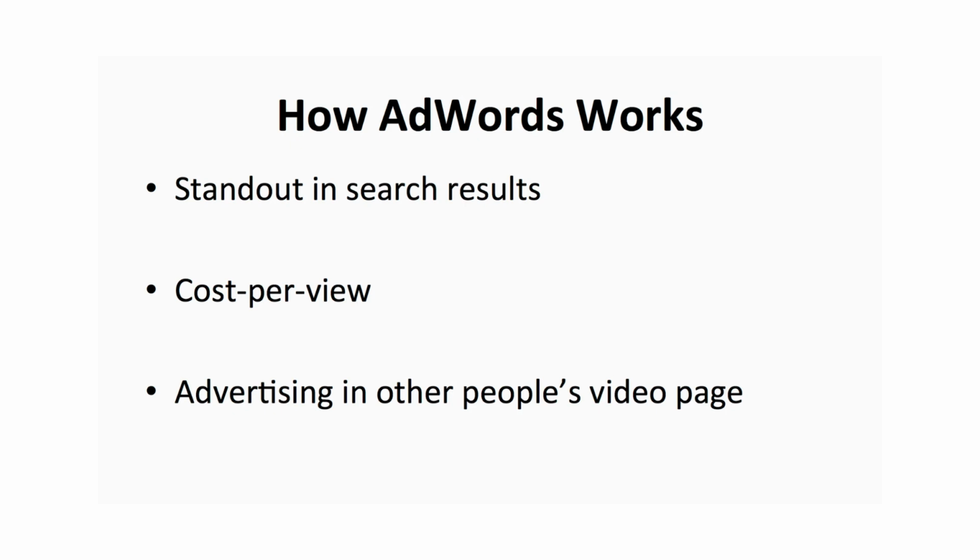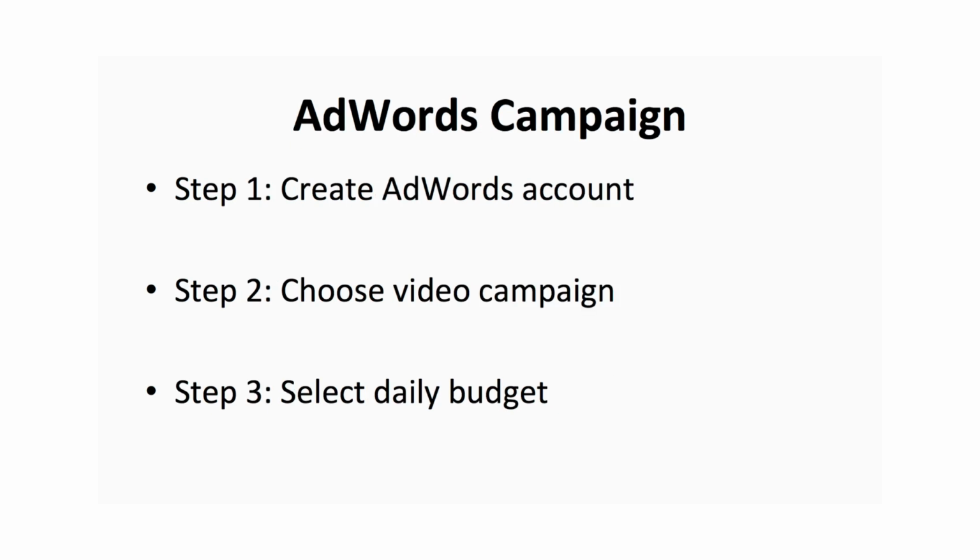Do not forget that getting views is one of the factors that affects your rank. To start the ad campaign with Google AdWords, you just need to follow 5 simple steps. First, you need to create your own AdWords account. No worries, it's free to create the account.